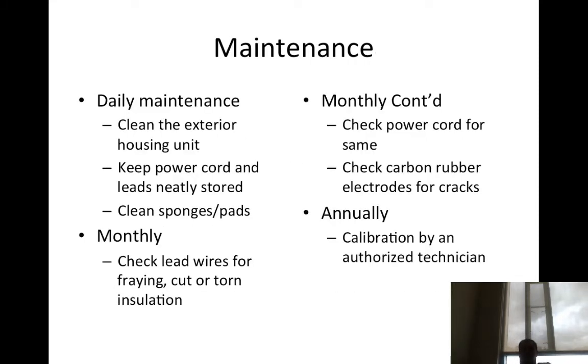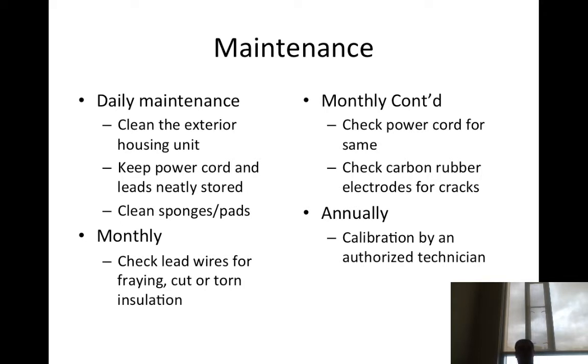Different maintenance of the unit. Daily maintenance would be clean the exterior of the housing unit, make sure the power cord and leads are neatly stored, you clean the sponges and pads. Monthly, you check lead wires for fraying, cuts, torn insulation, check power cord for the same, check rubber electrode for cracks.